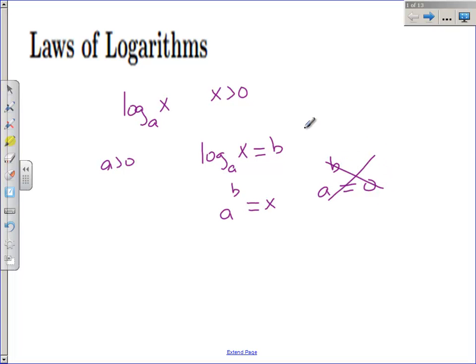You can't do this. So we are going to require the domain for all of our logarithms, whether it's base 10, base 5, base e, to be positive.